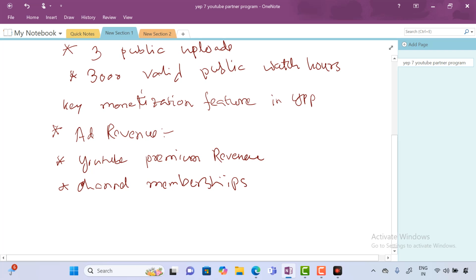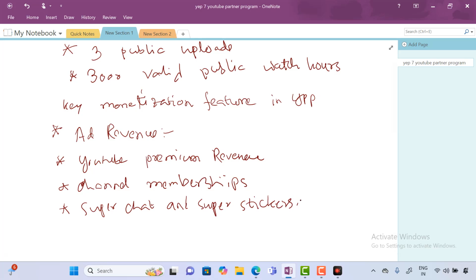Next point is Super Chat and Super Stickers. So what is it? During live streams and video premieres, viewers can purchase Super Chats to have their messages highlighted in the chat, or Super Stickers, which are animated images.